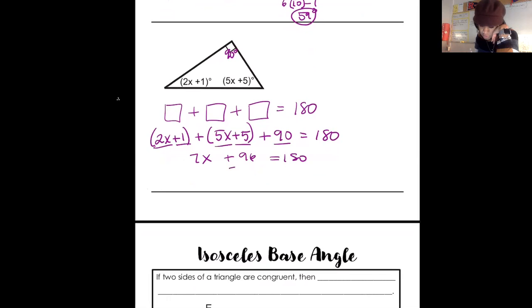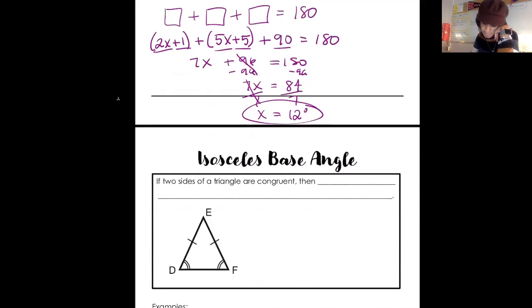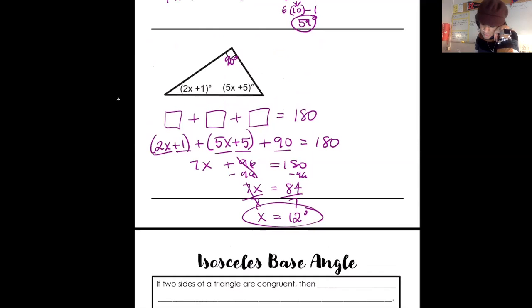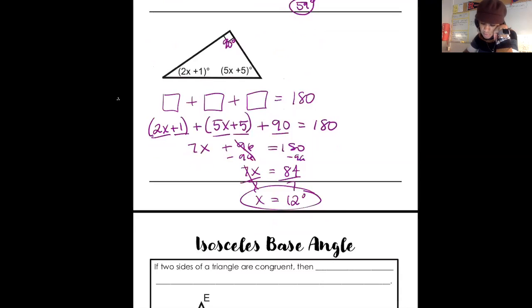Now I'm going to subtract 96 on both sides. 7x is going to be equal to 84. Divide both sides by 7. And x equals 12 degrees. So the value of the variable in this problem is 12 degrees.